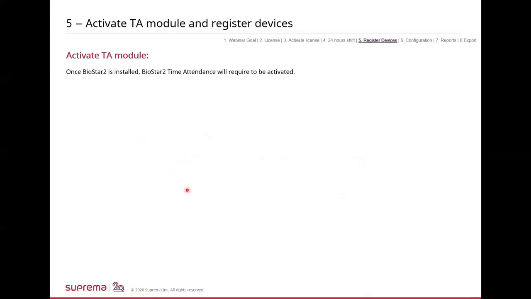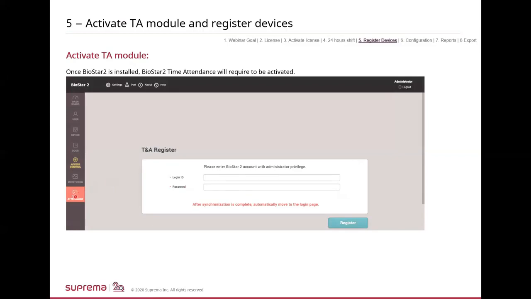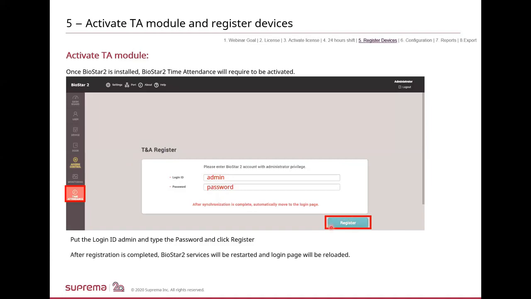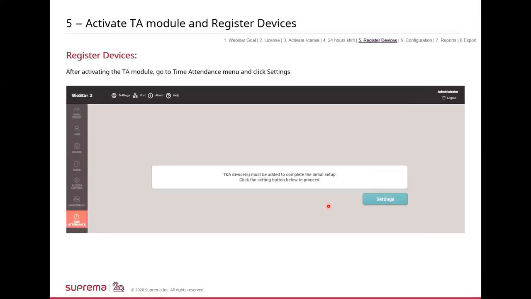Once BioStar 2 is installed, BioStar 2 time attendance will need to be activated. Once you go and hit the time attendance menu, it is going to request time attendance registration. So you need to enter the username admin, which is the administrator user, and the password, and then click register. Then BioStar 2 is going to register time attendance, restart the services, and reload the page in order to log in again.